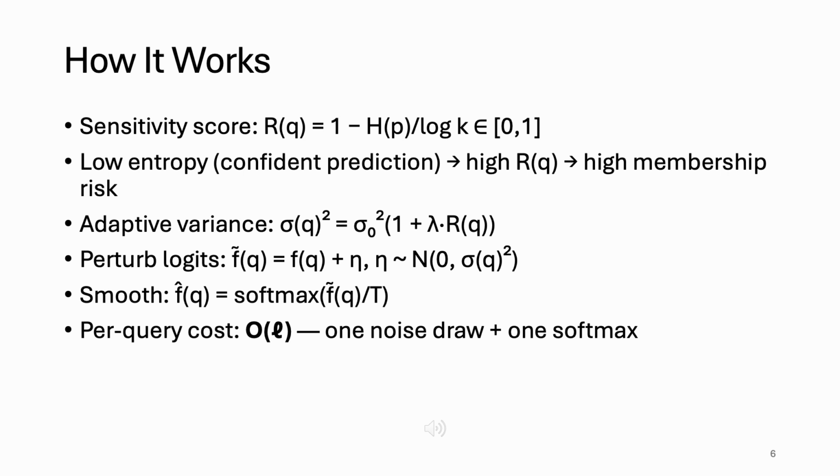We then scale the noise variance linearly with that score. Sigma squared of Q equals the base variance times 1 plus lambda times R of Q. We add Gaussian noise with that variance to the raw logits, and finally renormalize with a temperature-scaled softmax, which smooths the distribution while preserving the predicted label ordering. And the cost per query is a single noise draw and a single softmax, linear in the number of classes, and it is essentially free.